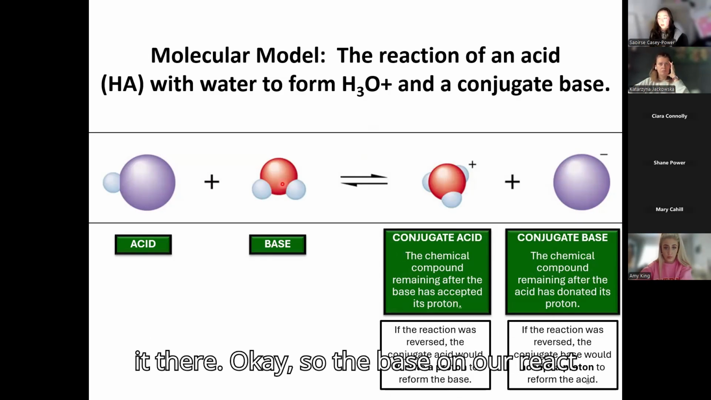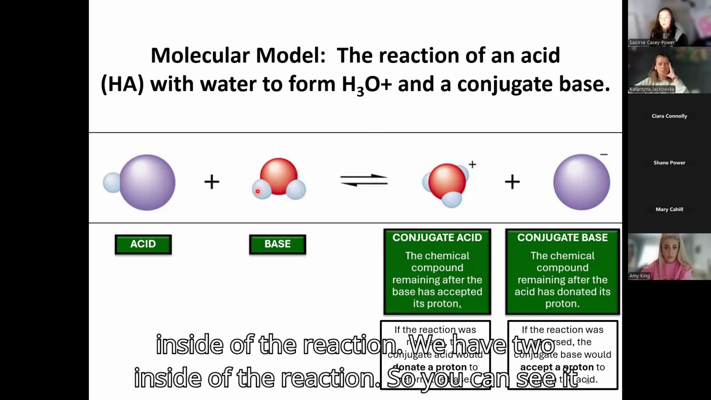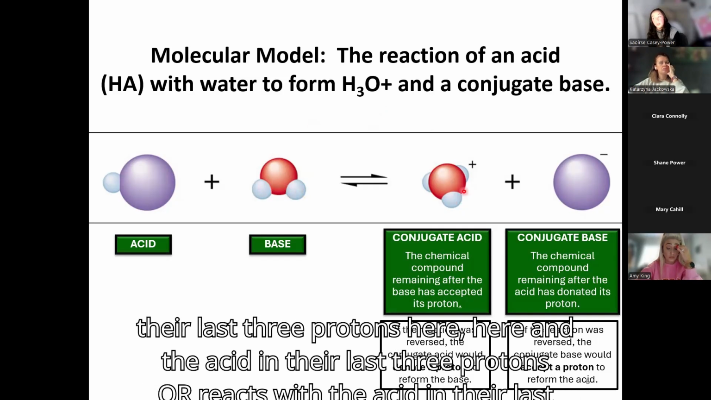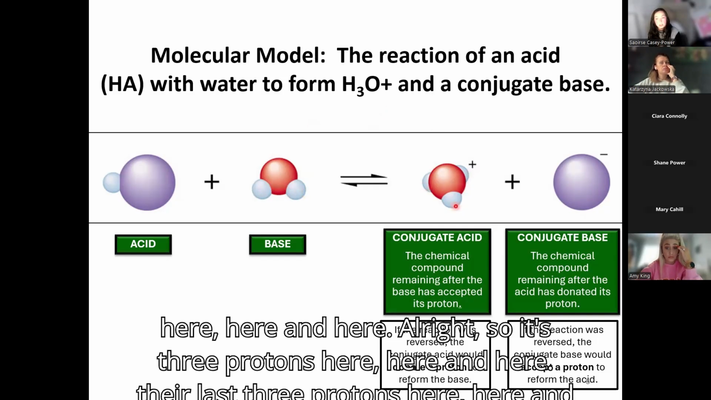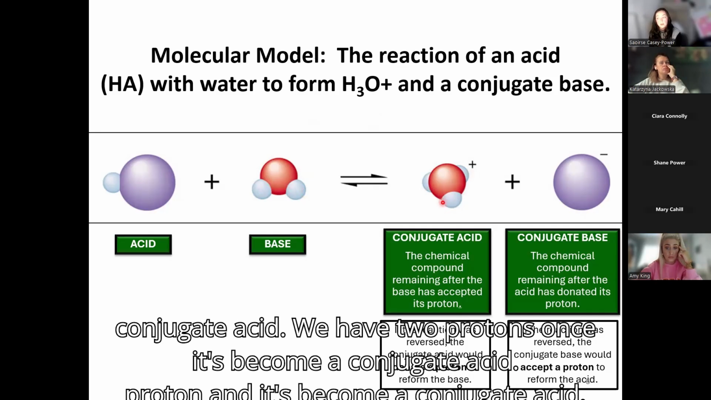So this is the chemical compound that remains after the base has accepted that proton. You can see it there: the base on our reactant side of the reaction has 2 protons. Once it reacts with the acid, it now has 3 protons, here, here, and here. So it's accepted that proton and it's become a conjugate acid.